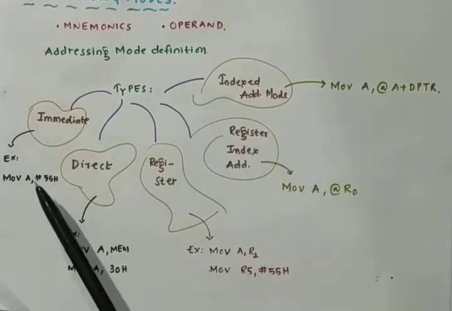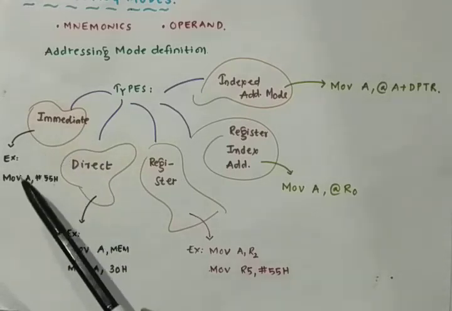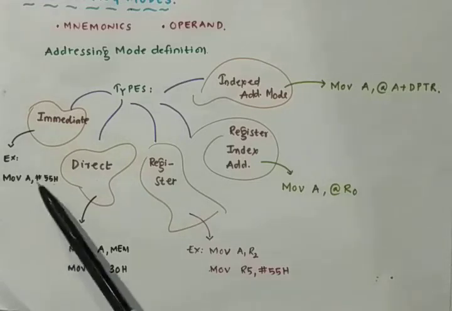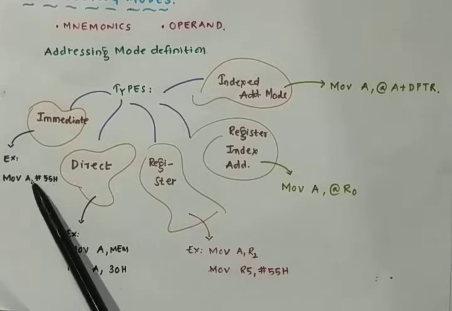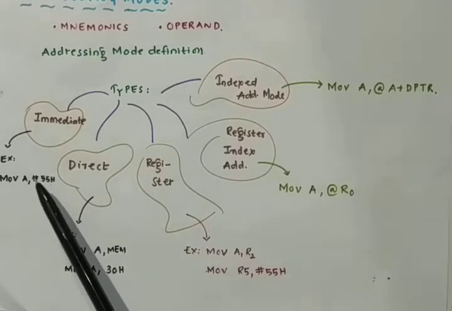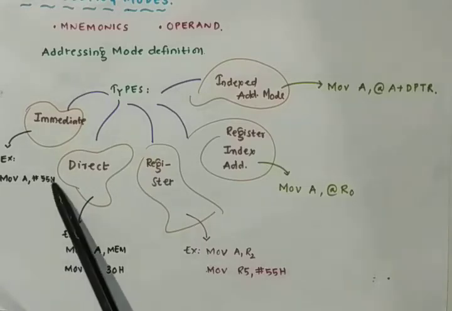The first one is immediate addressing mode. In this addressing mode, the operand is specified in the instruction itself only. This is an instruction, and in the instruction itself only we are specifying the operand. In other words, the required data is a part of the instruction only. This is called immediate addressing mode.